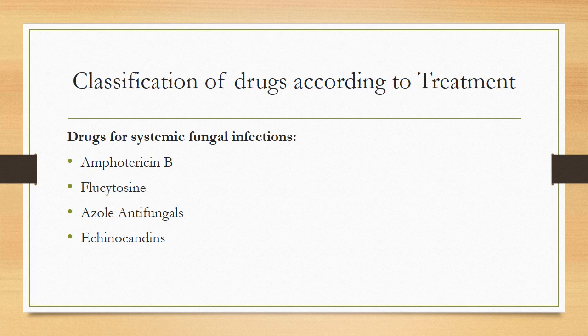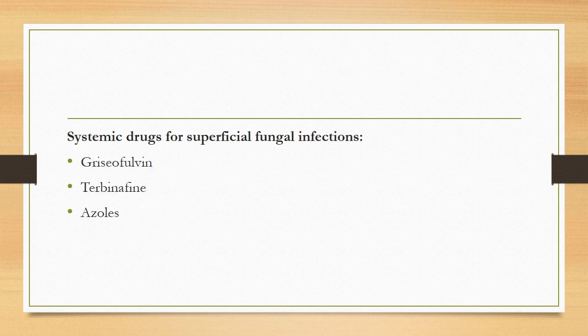Next, classification of drugs according to the treatment. Drugs for systemic fungal infections, which we use in the case of systemic fungal infections. These drugs are present: amphotericin B, flucytosine, azole antifungals, and echinocandins. Next, systemic drugs for superficial fungal infections, which may be taken orally: griseofulvin, terbinafine, and azoles.